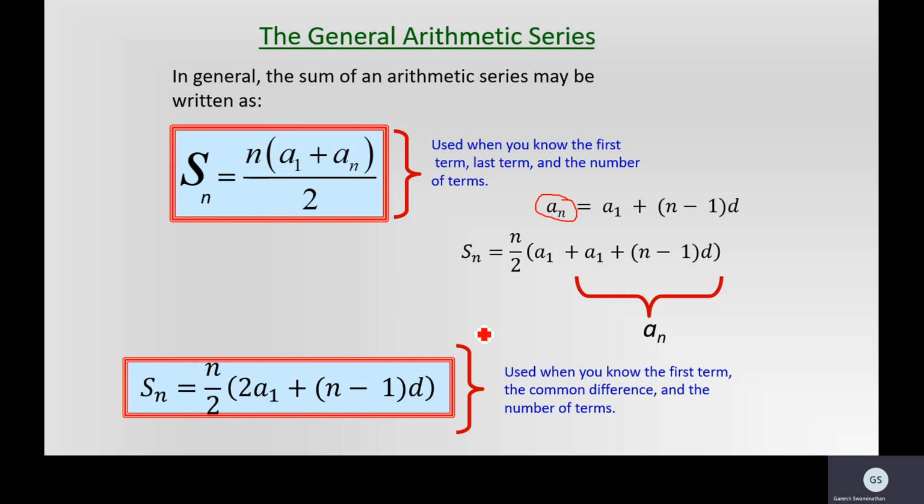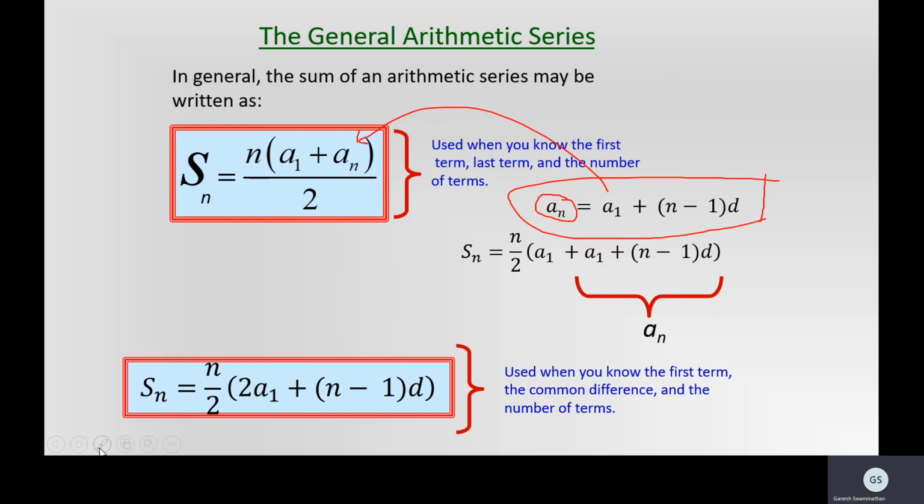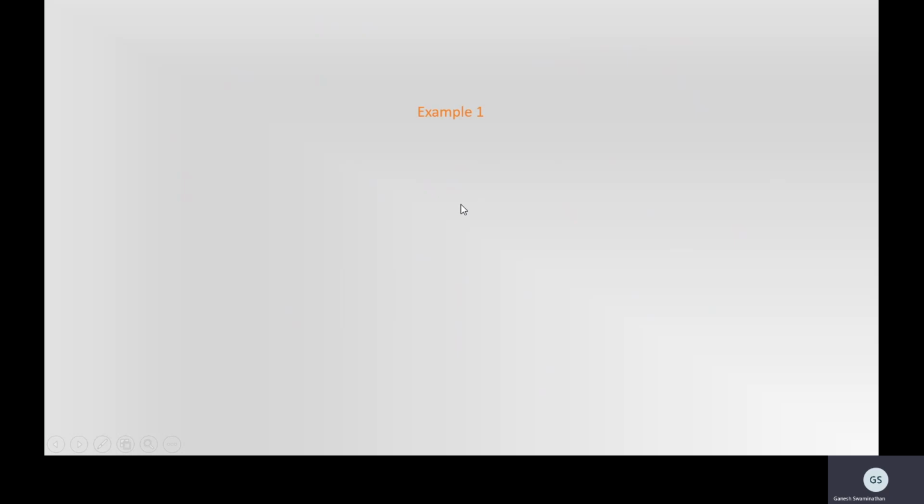Yes, but for simplicity, some authors use this formula for that purpose. So if you are given the nth term, you can directly use this. If you are not given the nth term, you are only given n, the first term, and the common difference, you can either use this formula directly, or you can find the nth term first and then plug into this particular formula. Okay, let's go ahead and see some examples now.